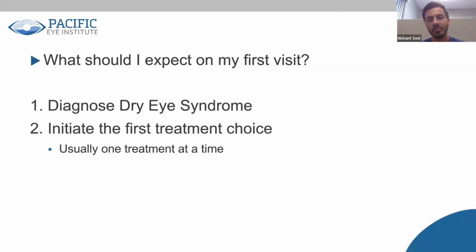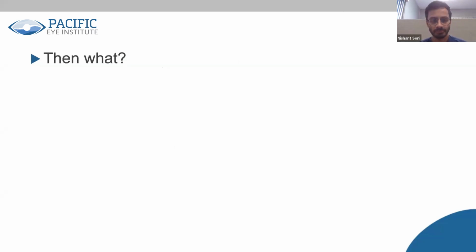Once we do that, we initiate the first treatment, and that treatment is selected based on what kind of dry eyes you have, whether it's due to the oil glands, the liquid gland, part of the tear film, or if it's due to the eyelids staying open. Usually we want to do one treatment at a time so that we know what actually works and what doesn't. If we do 2 or 3 things at one time, then we won't really know which one actually works. So that is a very important part of our treatment.